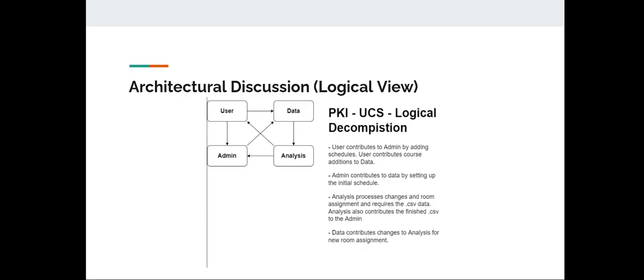Analysis processes the changes and room assignments that requires the CSV data, and it contributes to admin by finishing the CSV and feeding it back to the admin via the download function. And then data contributes changes to analysis for new room assignment. So data is just the stuff that's being fed into analysis to change.